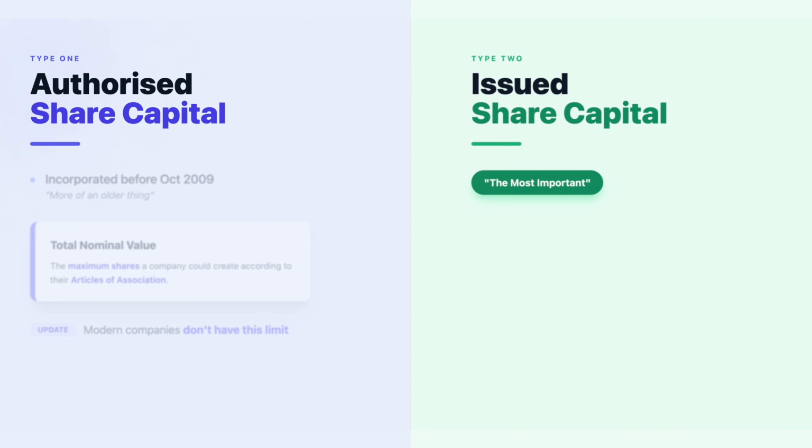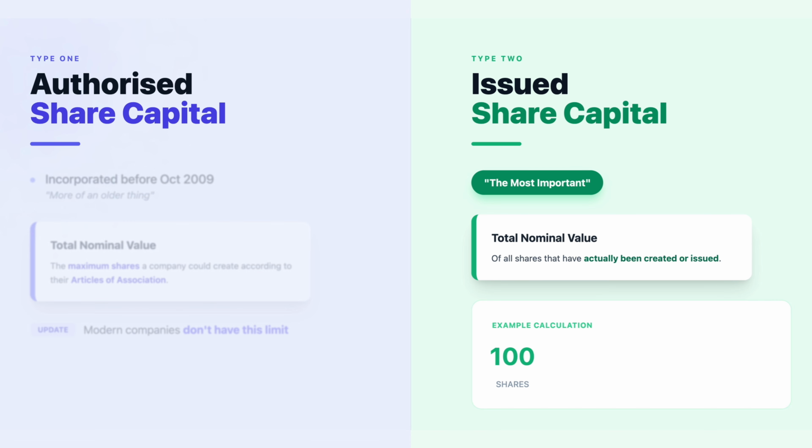The second is the issued share capital, and this is the most important. It is the total nominal value of all the shares that have actually been created or issued for that company. So, for example, if you've issued or created 100 shares of £1 per share, then the issued share capital is £100. So 100 shares times £1, £100.